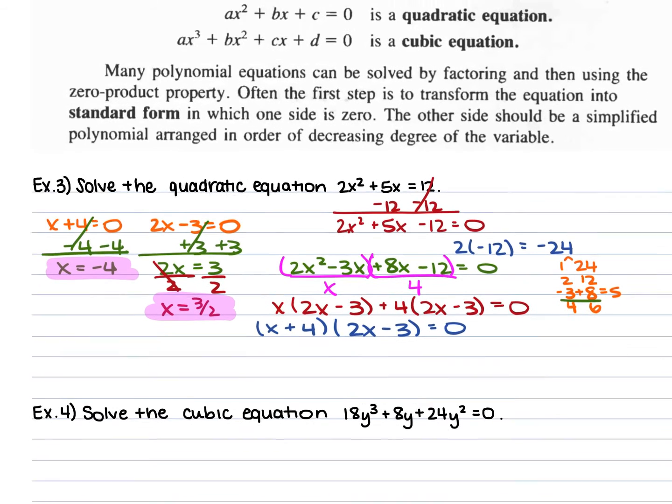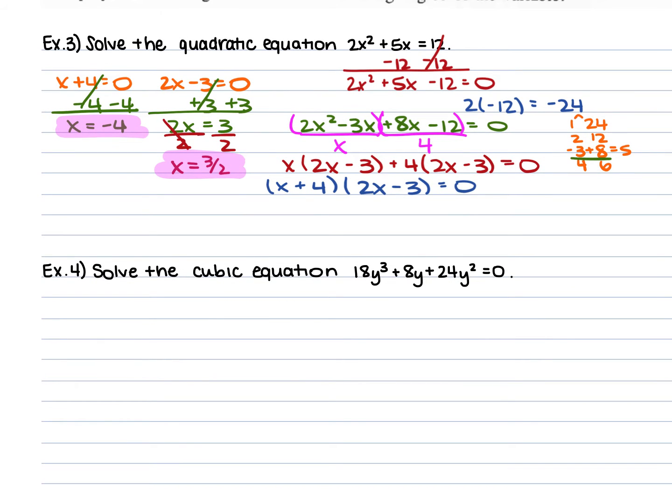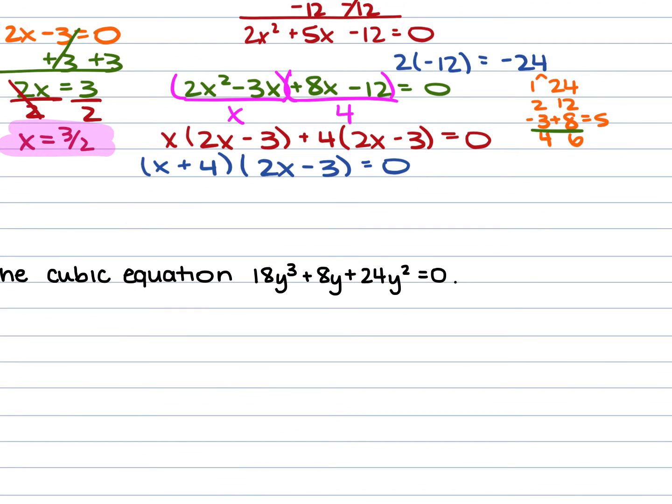For example 4, we're solving this cubic equation. We have 18y cubed plus 8y plus 24y squared is equal to 0. For this one, the first thing I would do is to write it in standard form, which means I would have my highest exponent first, my lowest last. My first thing that I do see is that my equation is equal to 0, so I don't need to move anything over to the other side of that equal sign. If I do write this in standard form, though, we're going to have 18y cubed plus 24y squared plus 8y is equal to 0.